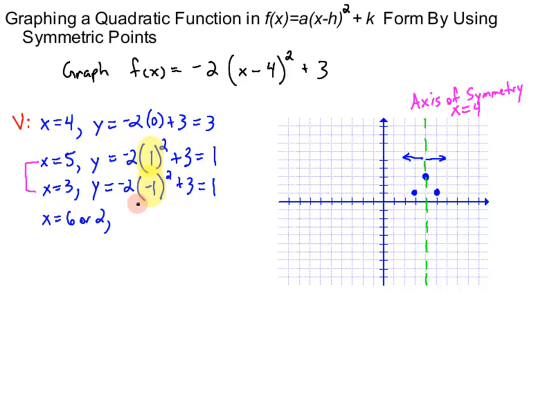They're symmetric, so they're going to give me the same y values. I get negative 2 times 6 minus 4 is 2, so 2 squared plus 3. 2 squared is 4 times negative 2 is negative 8 plus 3 is negative 5. If you plug in the 2, you're going to get a negative 2 inside the parentheses here, and you'll still get a positive 4 when you square it. So these 2 points look like this, and you can see they're both symmetric again, and now you've got a good idea of what this parabola looks like.